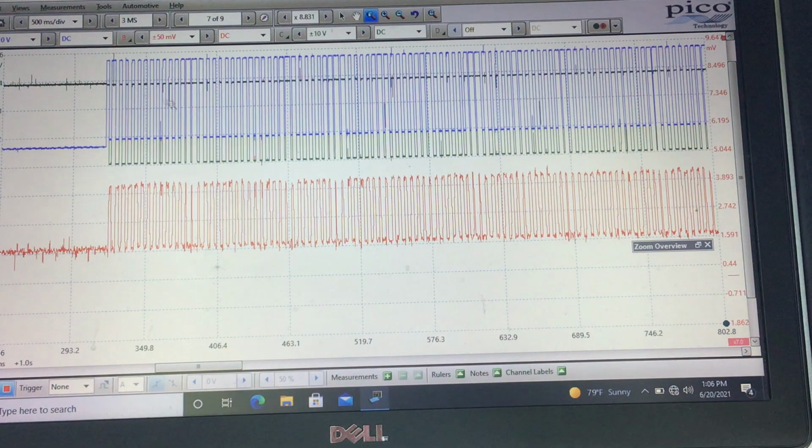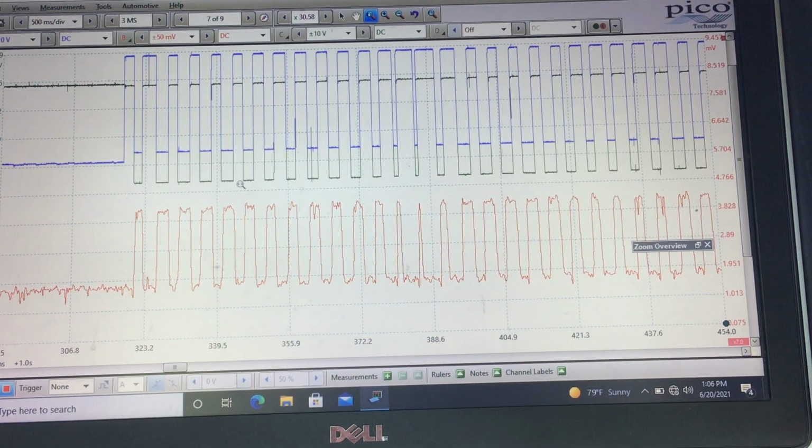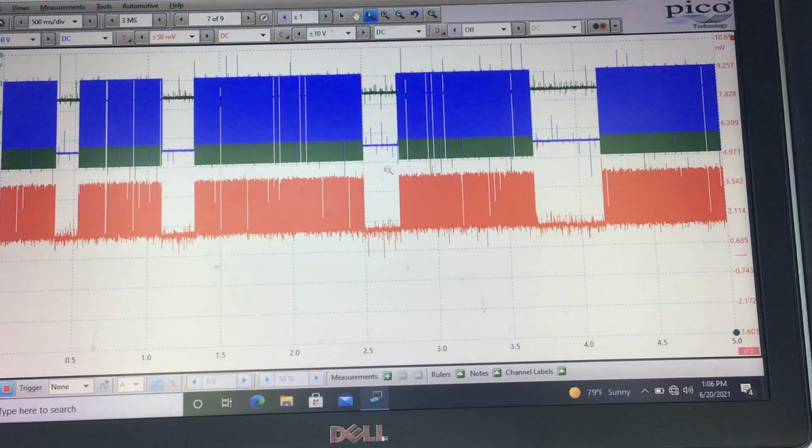Anyway, take a look at this. I'll just zoom in one more time. We can see our current, we can see our voltage, and we can see that when the circuit opens, we have no current flow.